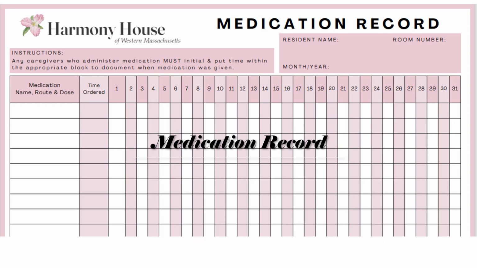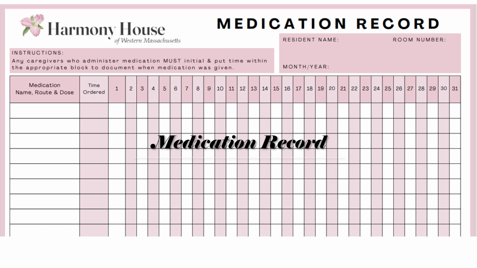So how we keep track of them is by using a medication record, as well as some other documents that we will go through. This is the document that all medications that any resident would be on would be documented under, as well as how often it's ordered, how it should be given, what the dose is, all of that information. And then in each little box for each day of the month, we will document that it was given.